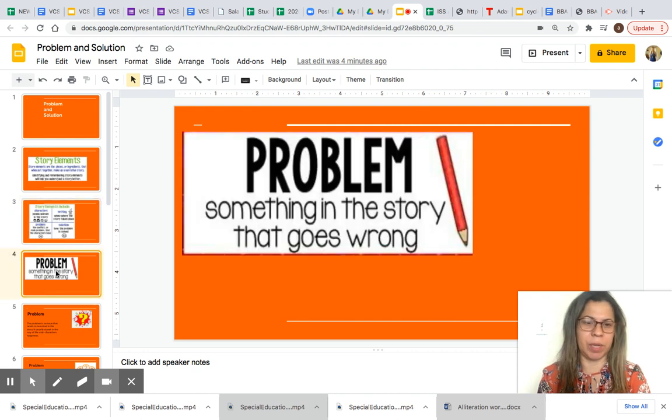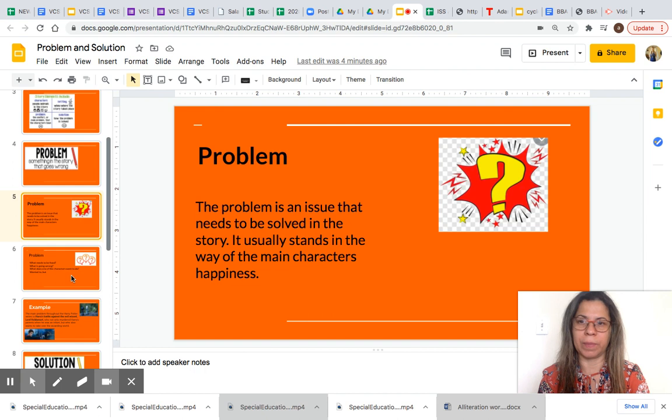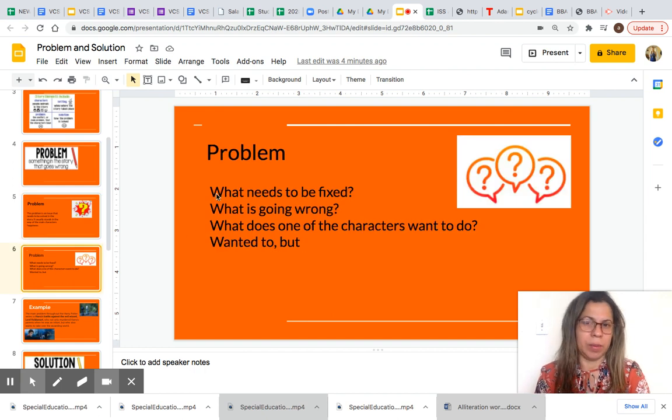Let's start by taking a look at problem. Problem: something in the story that goes wrong. The problem is an issue that needs to be solved in the story. It usually stands in the way of the main character's happiness. Problem: what needs to be fixed? What's going wrong? What does one of the characters want to do? Wanted to, but.